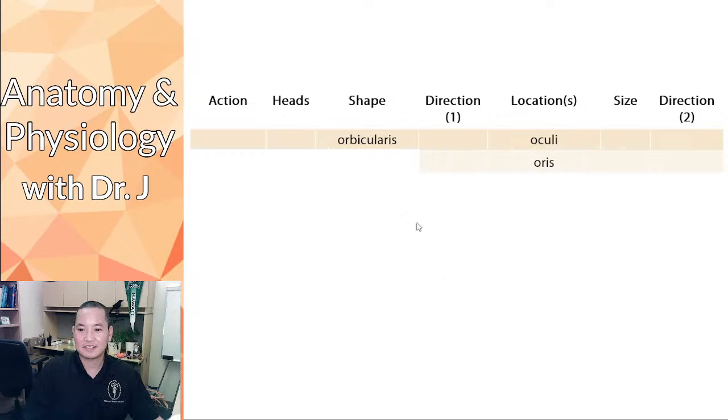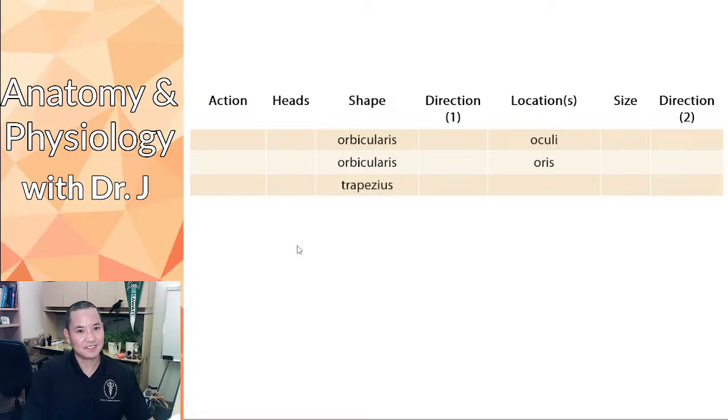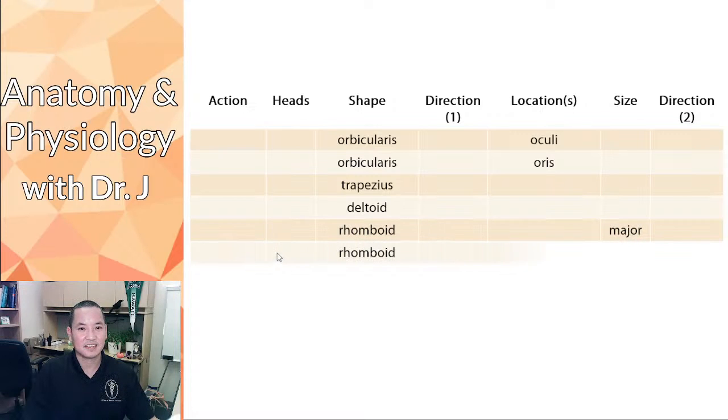So what I'm getting at here is that some of these muscles have shapes in their name, and this tells you the rough appearance based on geometry. So orbicularis oculi, orbicularis oris, they're both circular muscles. And then trapezius, roughly trapezoid shape. Deltoid, roughly triangular shape. Rhomboids, these kind of four-sided figure-looking muscles. And major and minor: the rhomboid major is bigger, and the rhomboid minor is smaller.